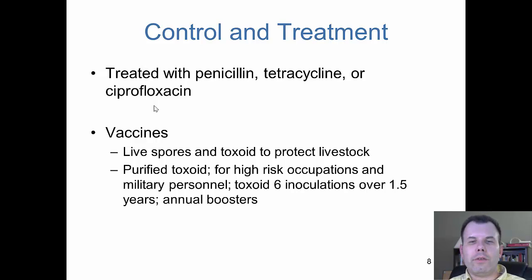And so that's used by a lot of farmers because, again, this is found in the soil and can end up in the feed. And so that's where animals are likely to get it. Now, there is a purified toxoid vaccine that's given for high risk occupations. So again, if you're going to be on the front line in the military, you might get this or some other vaccines.